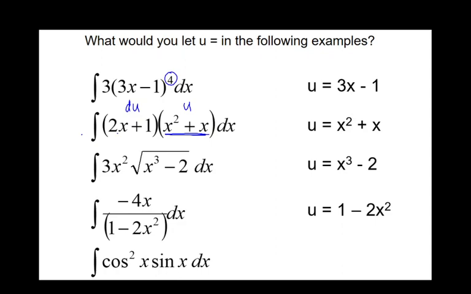And the last one is very similar to the one that we did just a second ago. I see cosine squared and a sine. So obviously cosine is the one inside, so that's what I would use. Okay, so really the hardest part about doing U-substitution is figuring out what u is going to be.